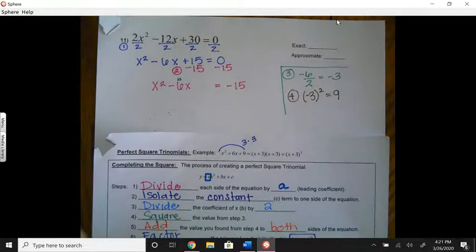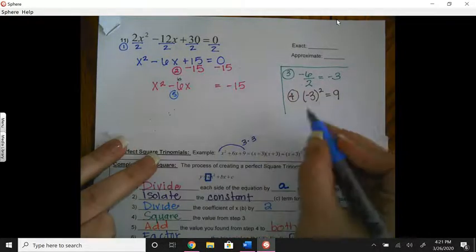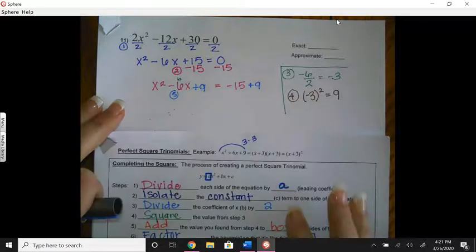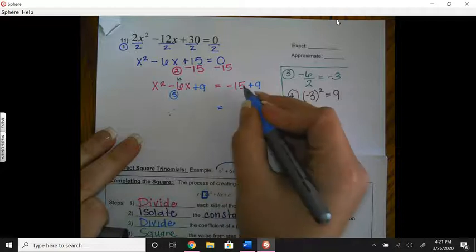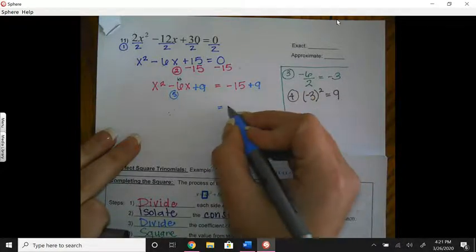And then step 5 is we're going to add that number to both sides. So we're going to add 9 to both sides. Whatever we do to one side, we want to do to the other side. So negative 15 plus 9, that would be negative 6.